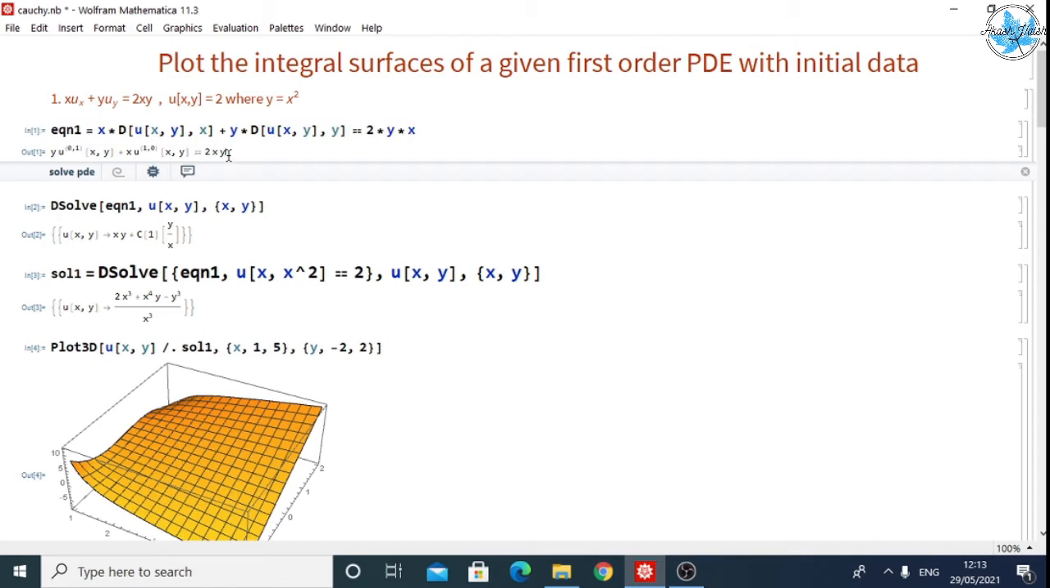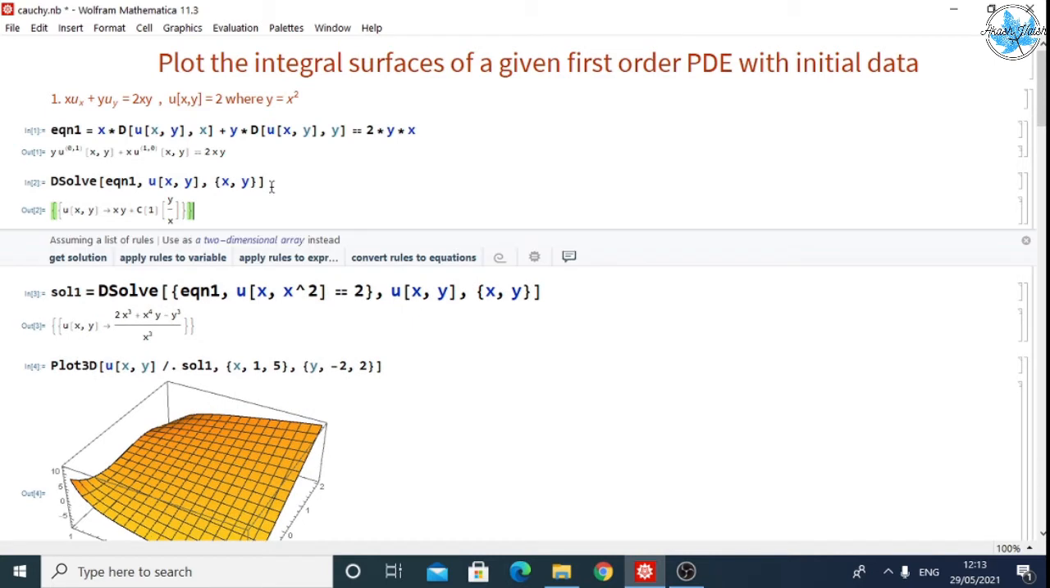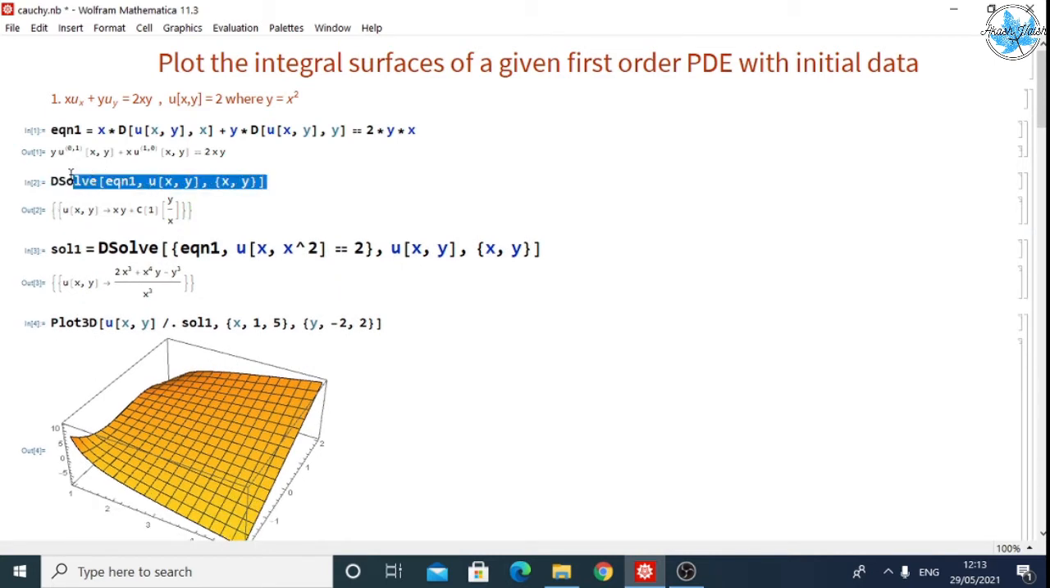You will get the equation as output. Then we will solve this equation by writing the dsolve command. Within the square bracket we write equation 1, which is already stored, then u(x, y), the dependent variable of x, y. Press Shift plus Enter and you will get the solution of the given equation.